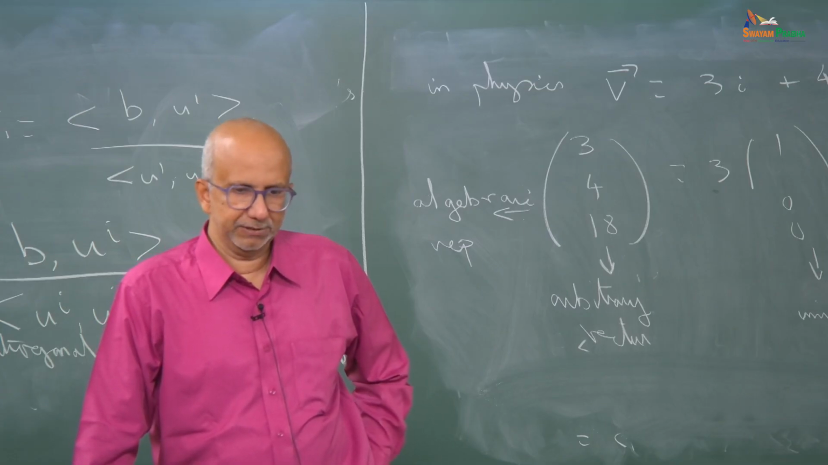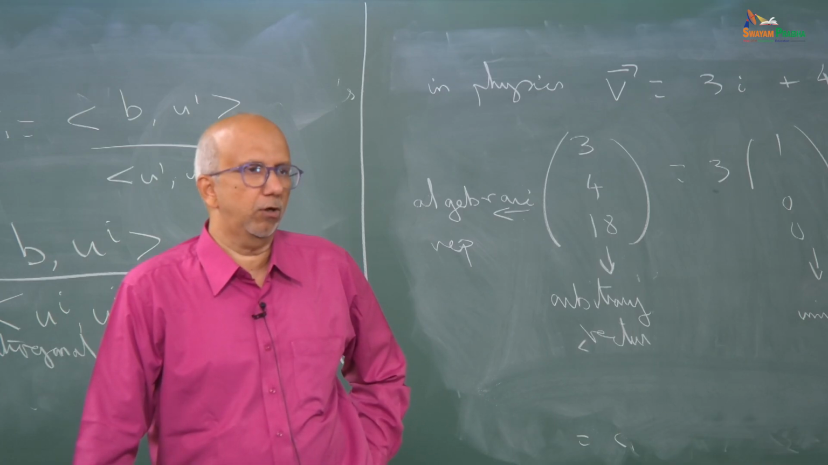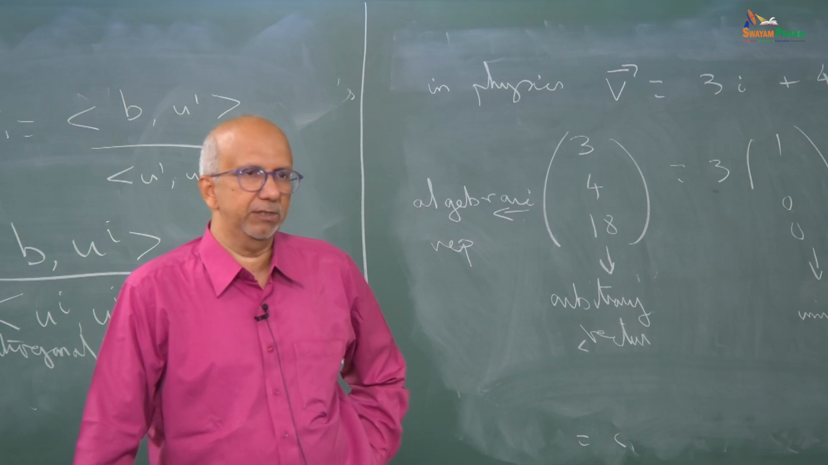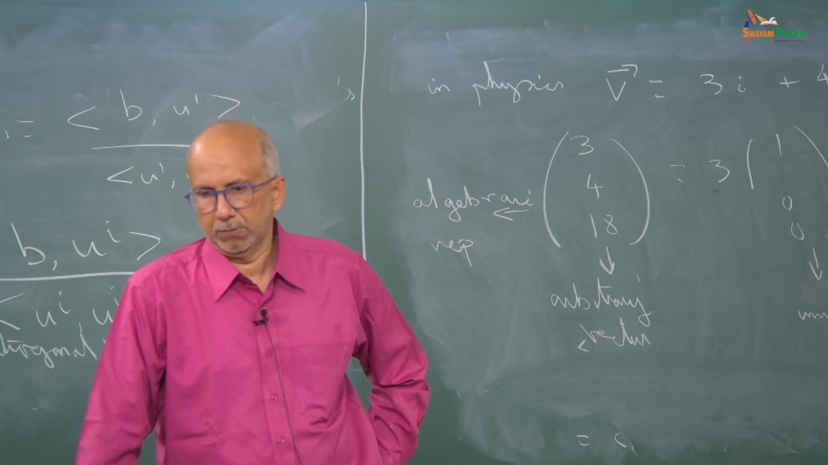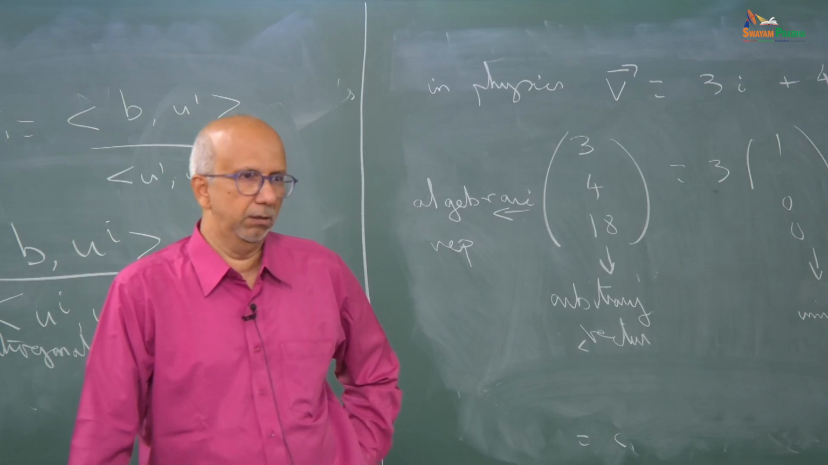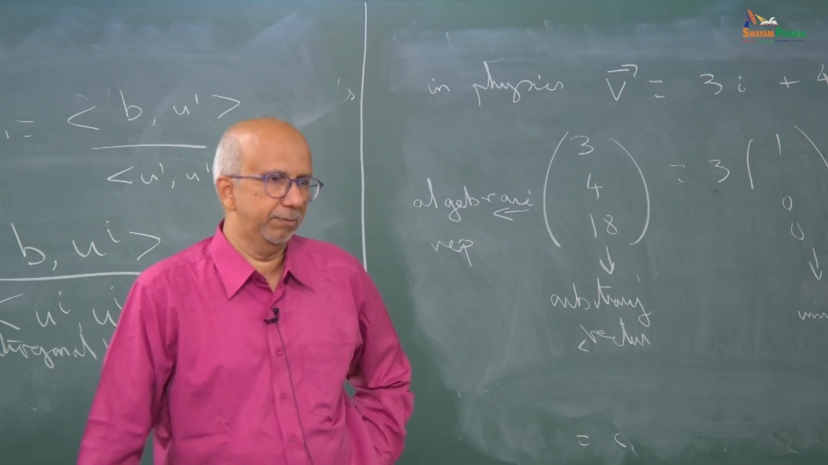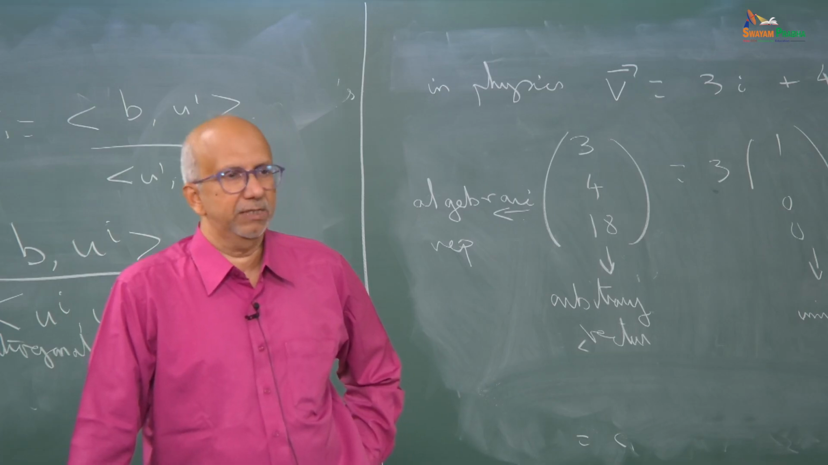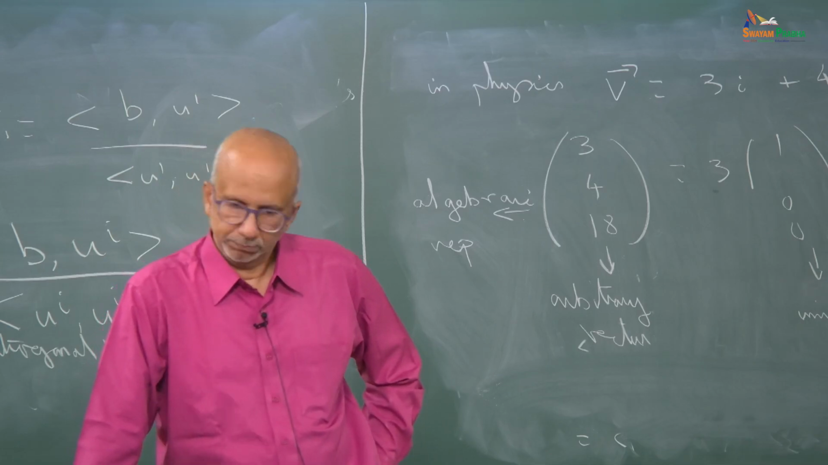So, the bottom line is we would like the basis set to be orthogonal, and then it is easy for us to represent arbitrary vectors. Given a particular set of vectors which are not orthogonal, I give you, let us say, 2 vectors which are independent but not orthogonal. Can I construct 2 vectors which are orthogonal? The answer is yes. We will see how to do that tomorrow.